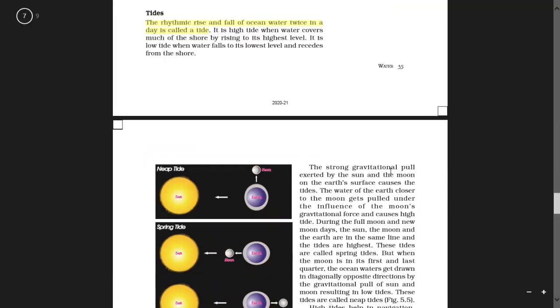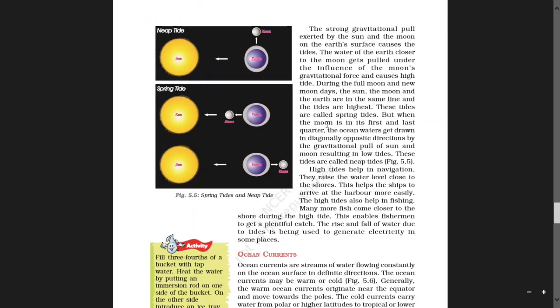The strong gravitational pull exerted by the sun and the moon on the earth's surface causes the tides. So tick mark this one also. Gravitational pull means an attraction the earth exerts on an object. Exerted means to make use of something. See how our tides are caused. If it asks, you need to answer this one.